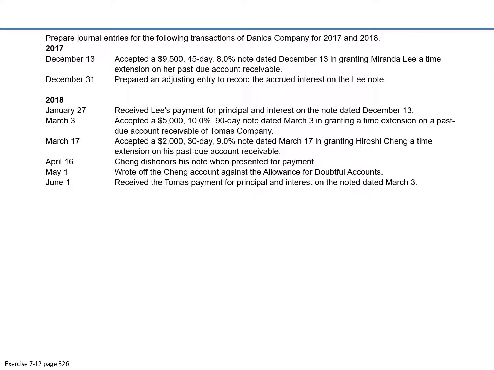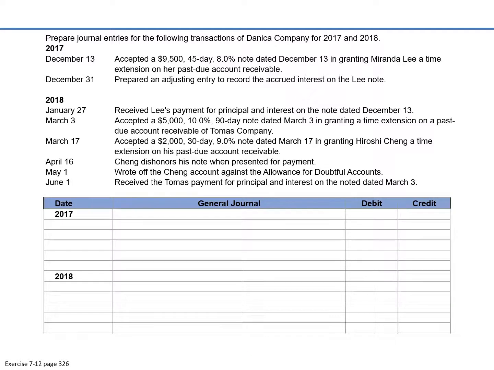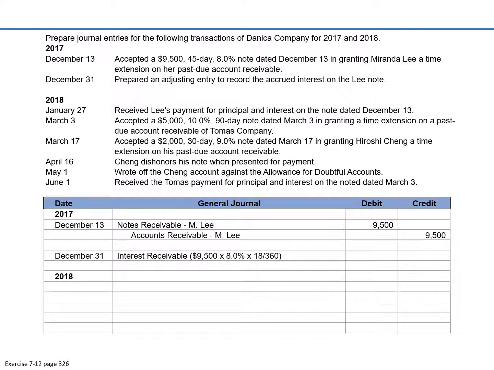Exercise 7-12. In this exercise, they want us to prepare the journal entries for the following transactions for 2017 and 2018. So on December 13th, we accepted a $9,500 note, 45 days, 8%, from Miranda Lee. This is the same entry as what we just made in that previous problem: $9,500 debit to notes receivable and a credit to accounts receivable. And then our 18 days worth of interest is going to be our $9,500 times 8% times 18 divided by 360, or $38. We're going to recognize interest revenue.